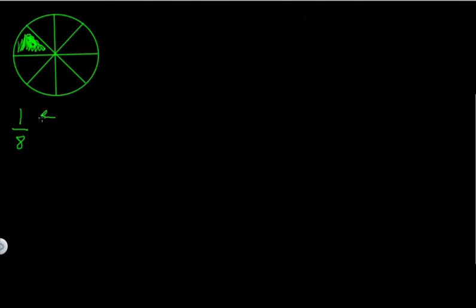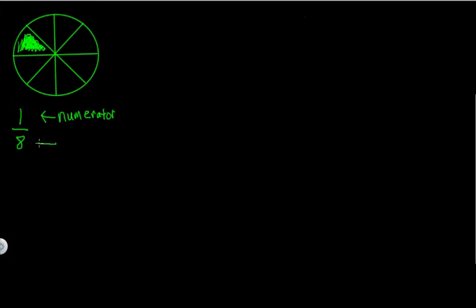Top part of the fraction here, this is called the numerator. It's the top of the fraction. This is how many pieces of the pie I'm dealing with. So in this case, we've shaded 1 out of the 8.